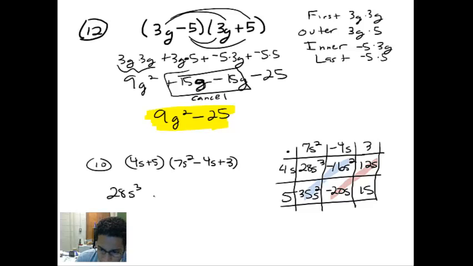28s cubed, and then we get the 19s squared again from these guys. 35 take away 16, and then we get the negative 8s from these guys. Negative 20 add on 12, and then plus the 15. So it's an alternative approach. It's row and column, kind of like Excel, and working it out that way. Even the binomials can be done that way. All right, that's it.